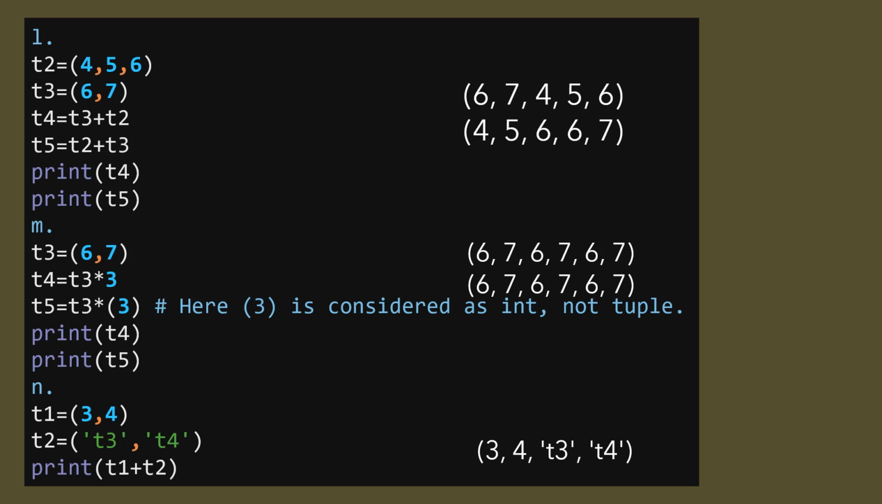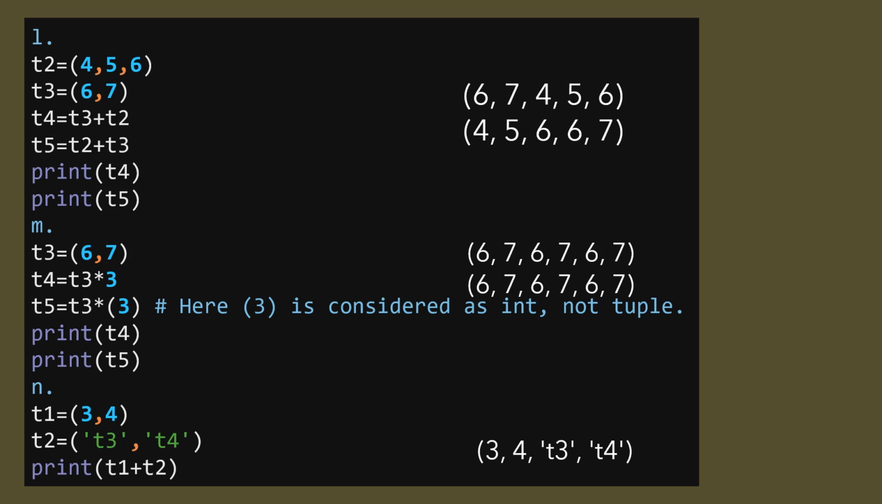The next question is T3 is equal to 6 comma 7, that is the tuple. And T4 is equal to T3 into 3. So this is a repetition operator. That means T3 will be repeated 3 times. Okay, so T4 will be a tuple having the values of T3 repeated 3 times.